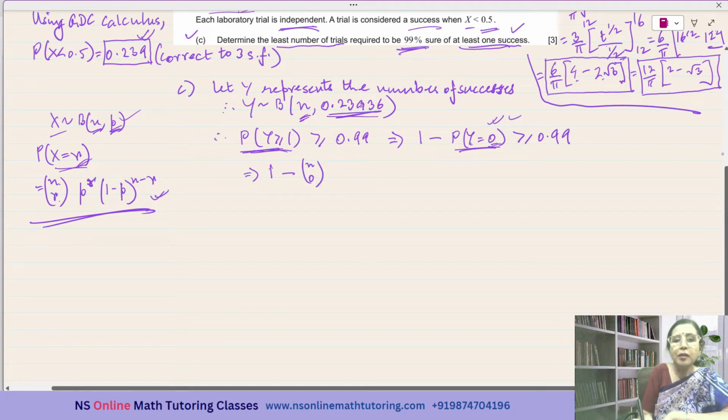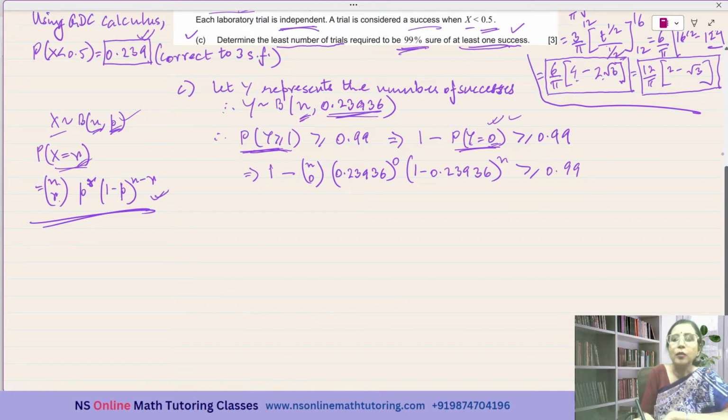P, that is the probability of success, which in our case is 0.23936 to the power of r. And 1 minus p, which is 1 minus 0.23936, to the power of n minus r, that is n minus 0, which is n. And this should be greater than or equal to 0.98. Clear? Now, what is nC0?